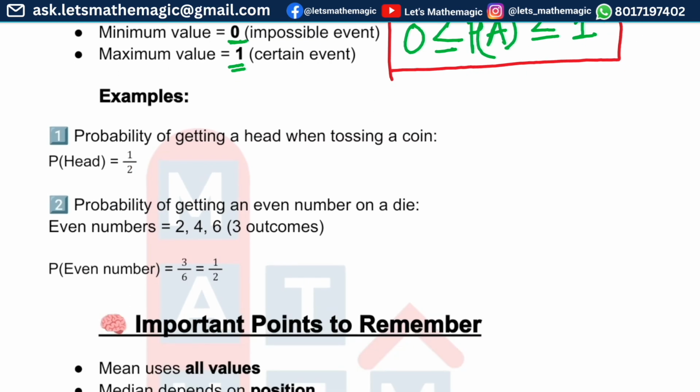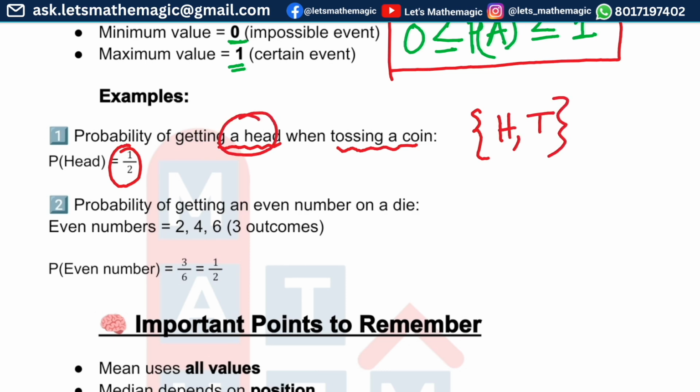So probability of getting a head when tossing a coin. So first we are going to see the answer is given 1 by 2. Let's see how. When you are tossing a coin, what are the outcomes that we can see? Either we'll see head or we'll see a tail. Now they want a head. Now how many heads are there? Only one. So it's 1 by total number of observations, that is 2.